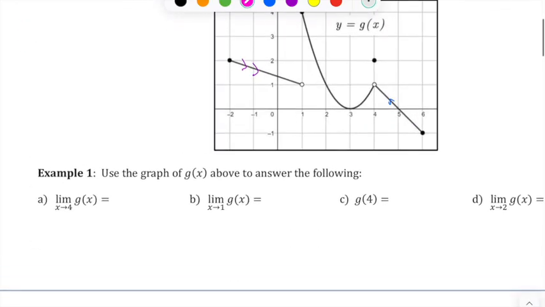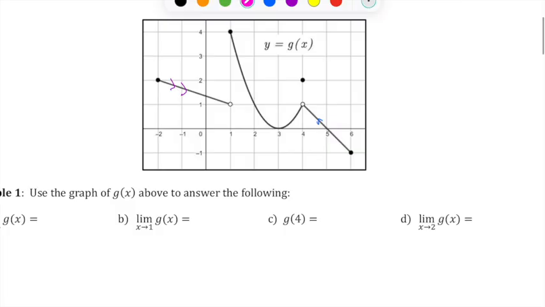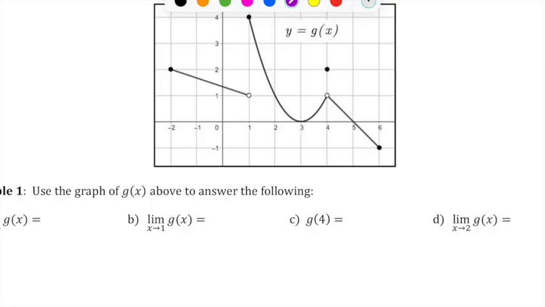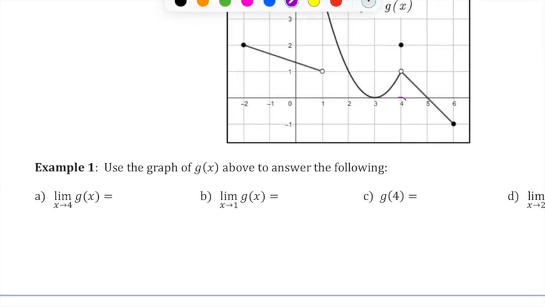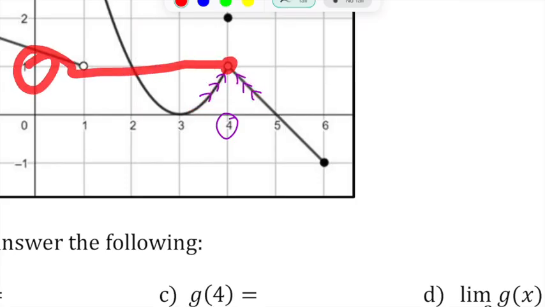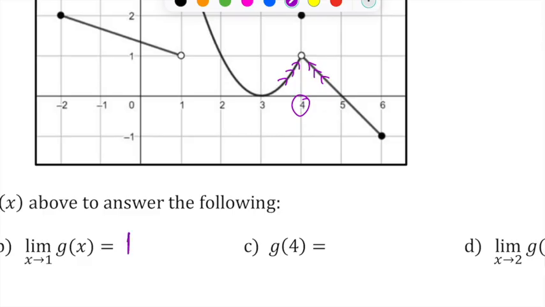All right, so let's see what happens. Let's look at graph, example 1. Part A, the limit of g of x as x approaches 4. So we'll do this one in purple. We want to know what happens when we approach 4. Well, if we go this way and this way, both of these values from the left and right side are both approaching this value of 1. So we will say that this equals 1.